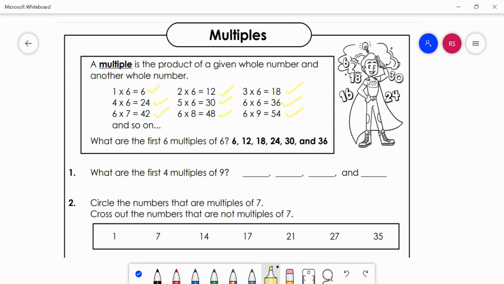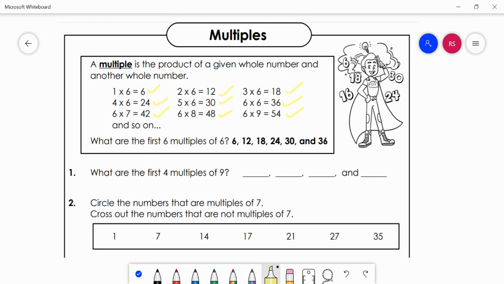But if you're asked, what are the first 6 multiples of 6, you would just list the first 6. Or if you were asked, what's the first 5 multiples of 6, you would just list the first 5 that you come up with. Remember, we're skip counting, or we're taking our number, whatever our number is, and we're multiplying it by 1, by 2, by 3, by 4, by 5, and so on. You will always have more multiples and fewer factors.